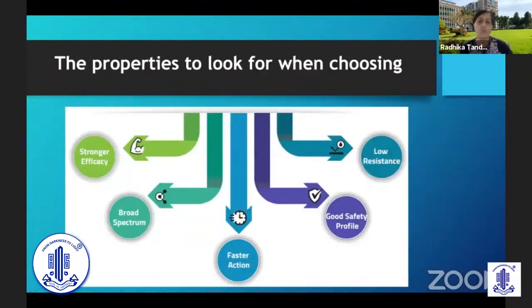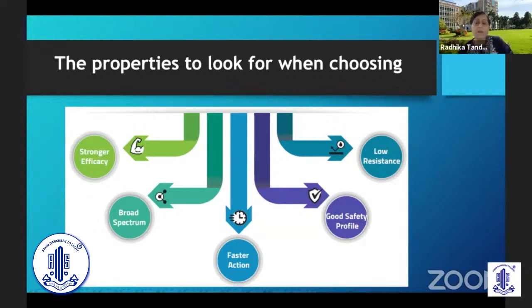So the properties to look for when choosing would, of course, be that once you have a clue as to what organism you're dealing with, you would like to choose the agent which has a stronger efficacy against that particular bug. It should be broad spectrum, because you cannot be 100% confident that that is the exact agent. So there may be a simultaneous infection which may be latent. So you would like it to be effective against both gram-positive and gram-negative when you're choosing empirical therapy. And it has to have a very fast action. It should have a good safety profile.